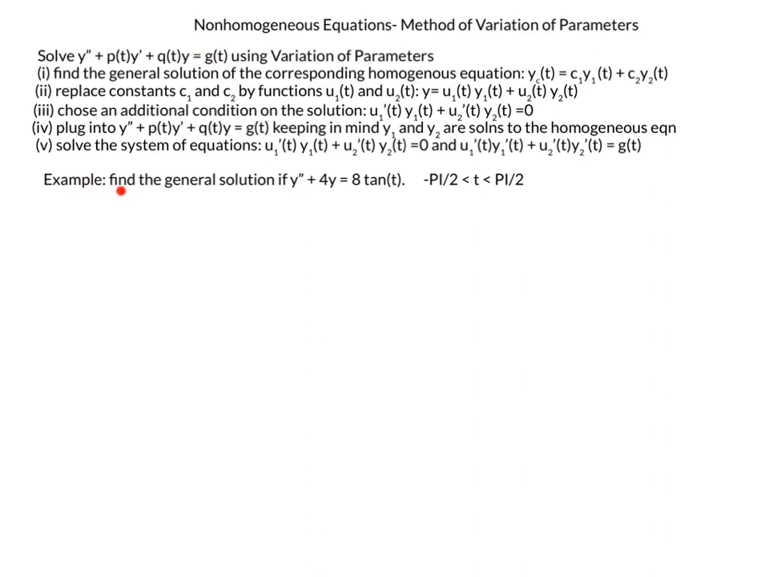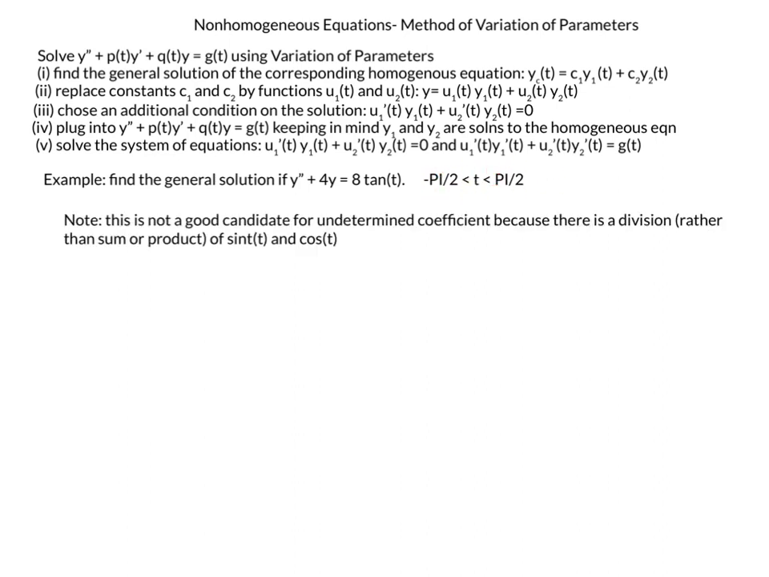and we're going to look at an example to find the solution of y double prime plus 4y equals 8 tangent of t, where t goes between negative pi over 2 and pi over 2. The first thing to note is this is not a good candidate for undetermined coefficients, which is a very straightforward way of solving an equation and probably the first thing I would try. However, we can use the undetermined coefficients method when g of t has sines and cosines and products of sines and cosines. However, tangent is a quotient of a sine and cosine, so that won't work.